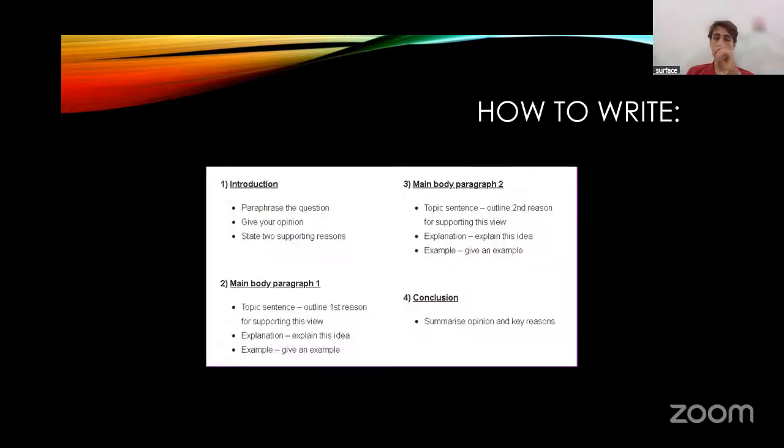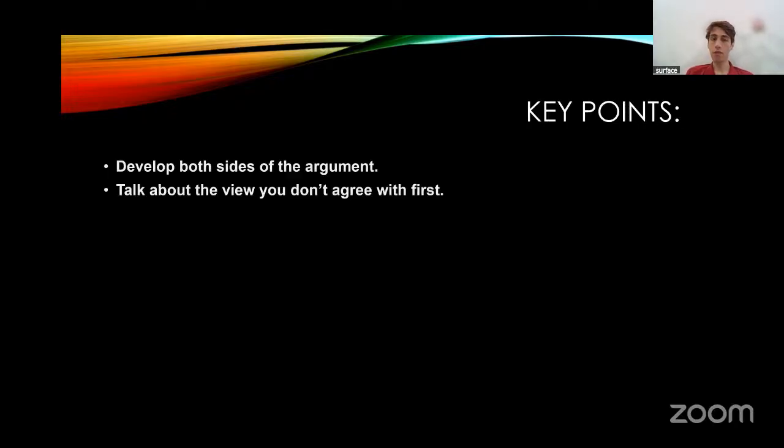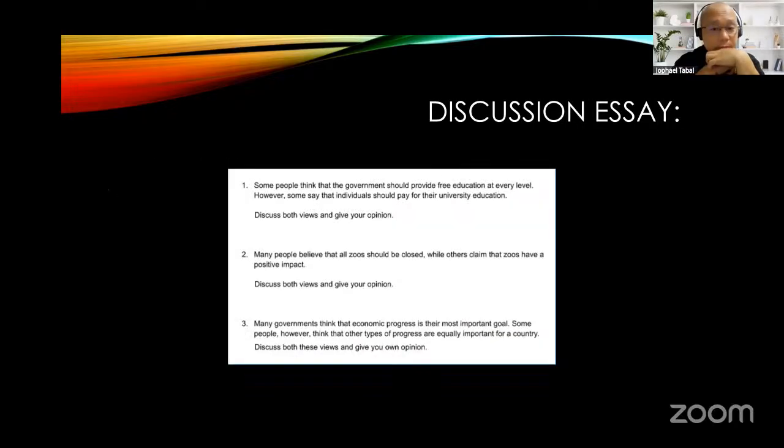This is how to write. Paragraph one is the introduction: paraphrase the question, give your opinion, state two reasons. Everything. The conclusion also summarizes those key opinions and key reasons. This is for the higher level, I guess. For lower levels, this is also understandable.